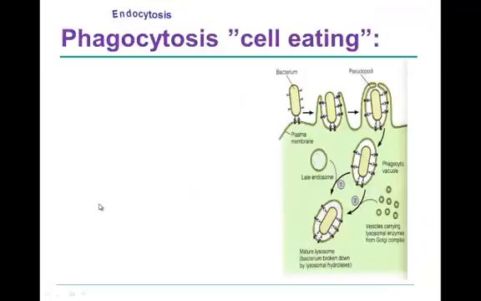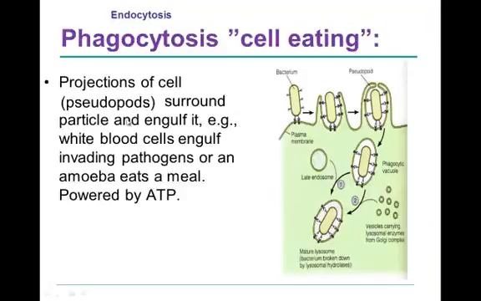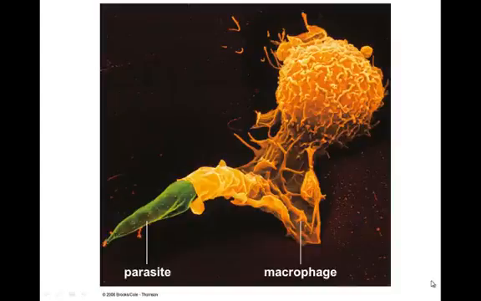So here we go. Here's phagocytosis. Projections of the cell called pseudopods or pseudopodia surround the particle and engulf it. For example, white blood cells will engulf invading pathogens or bacteria, or an amoeba can engulf a food particle for a meal or a food organism, again powered by ATP. Here is a photomicrograph of a blood cell engulfing an invading cell, a parasite. And notice it doesn't look like the classical example, but it just shows you that we give you a typical example, but reality may be somewhat different, so be aware of this.